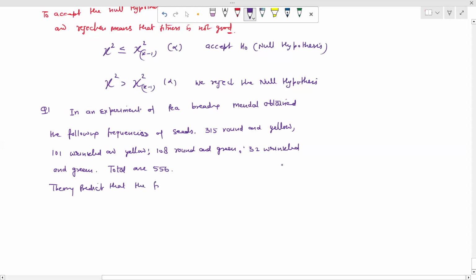Now theory predicts that the frequencies would be in the proportion 9:3:3:1. So does the experiment support the theory?